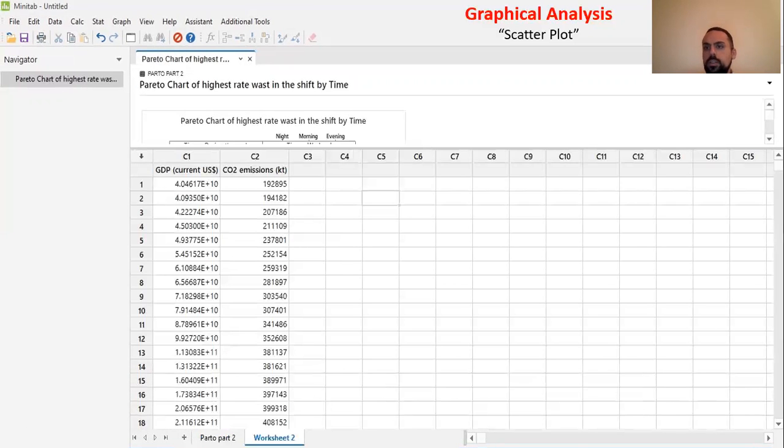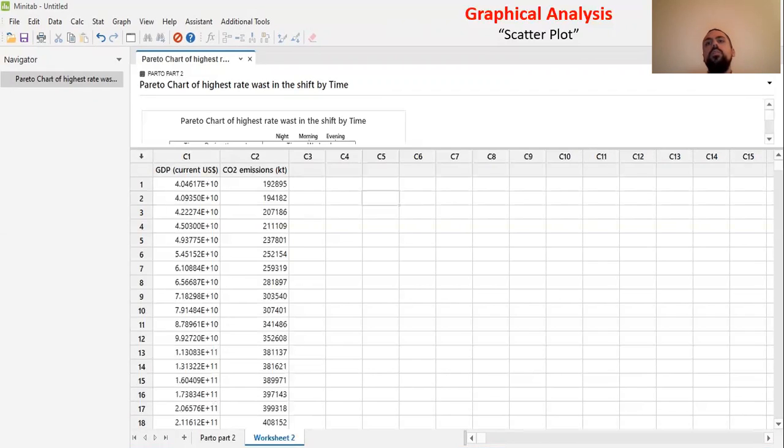The second part of this video is about graphical analysis. Dear friends, graphical analysis is a very important tool in Minitab. It consists of more than 20 charts. Although we don't want to talk about all of them, we just select the most important ones and talk about them. The first one is the scatter plot.